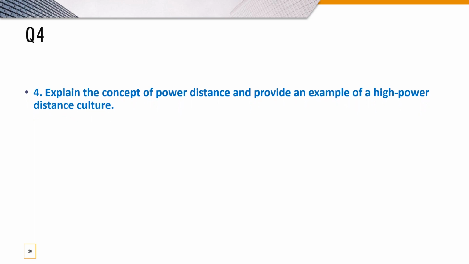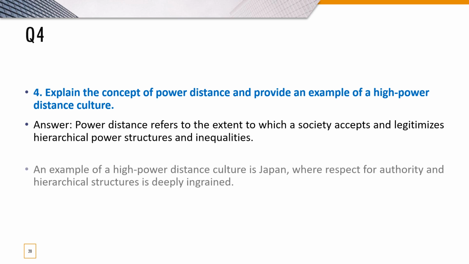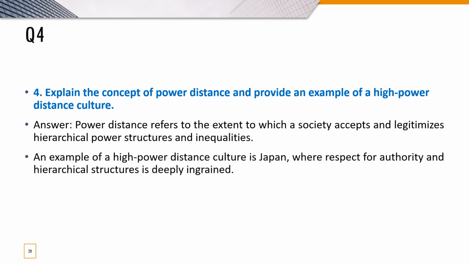Number 4, explain the concept of power distance and provide an example of a high power distance culture. Power distance refers to the extent to which a society accepts and legitimizes hierarchical power structures and inequalities. An example of a high power distance culture is Japan, where respect for authority and hierarchical structures is deeply ingrained.